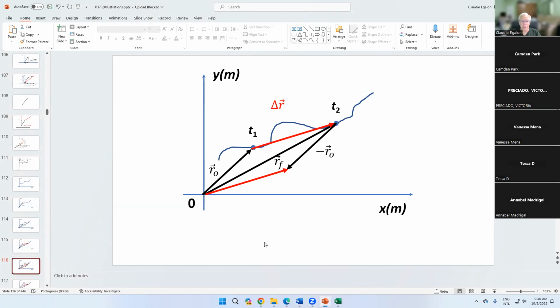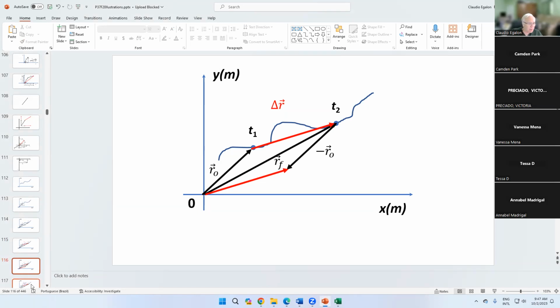Here you go. Here's another way of illustrating that. Rf minus R naught is equal to our delta R. This vector here is equal to this vector. That's another way of visualizing it in the XY space.